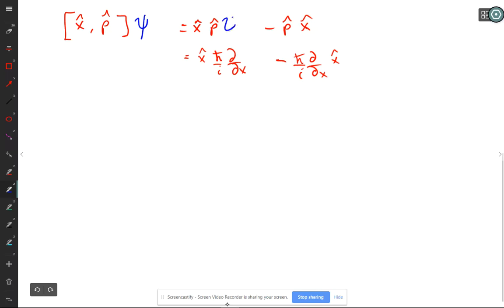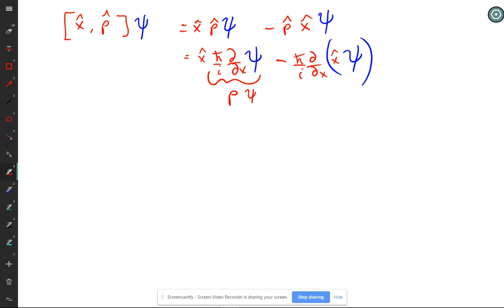If you don't want to write psi, write f. I started to write f. Now it becomes clear. And you're going to love me for this one. This here, ħ over i d/dx acting on psi, that's by definition P psi, where P now is the eigenvalue for momentum, or the observable.